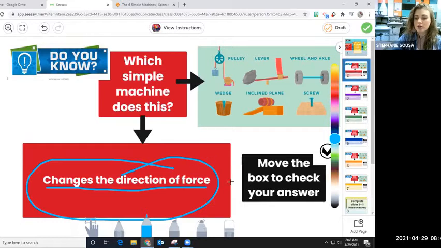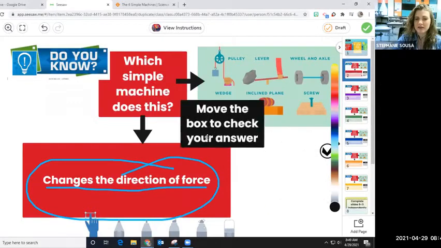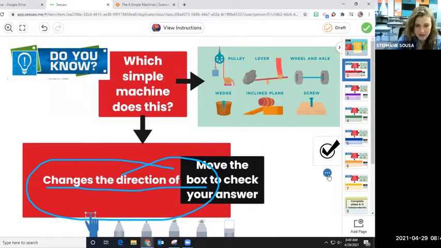You and your partner will quiz each other, okay? So if I were William's partner, I'd say, hey, William, which simple machine does this? Which simple machine changes the direction of a force? And then William might say, the pulley. And then I would say, ooh, I think it might be more than just the pulley, but let's see.